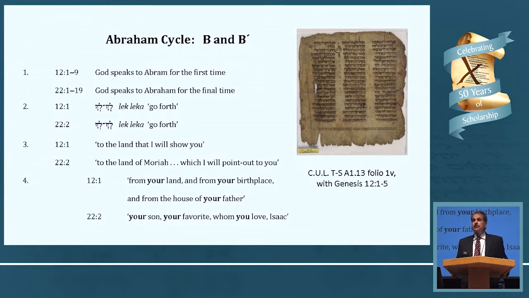So what I thought I would do is show you the way units match up, right? From the Abraham cycle, I'm taking unit B and B prime, because those are key stories that everybody knows. In chapter 12, unit B, God tells Abraham to go forth, the Hebrew expression lech lecha, and in chapter 22, God tells Abraham again, lech lecha, go forth, and this time to go sacrifice Isaac.